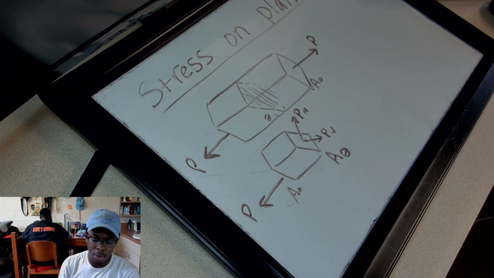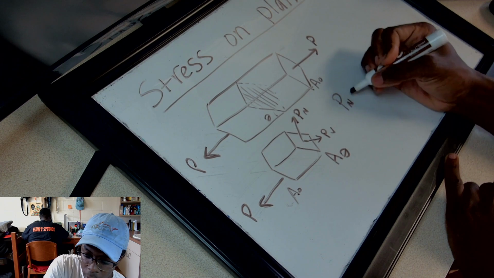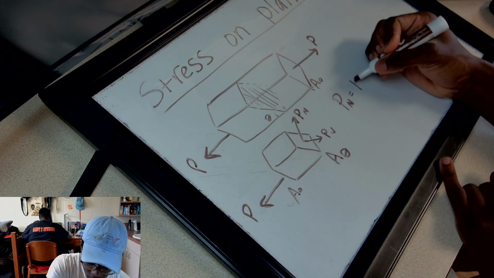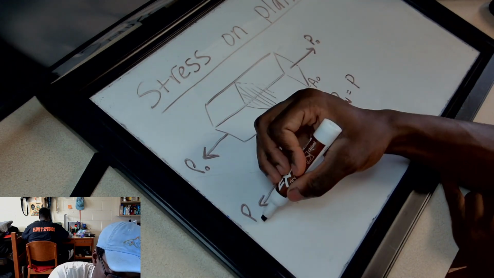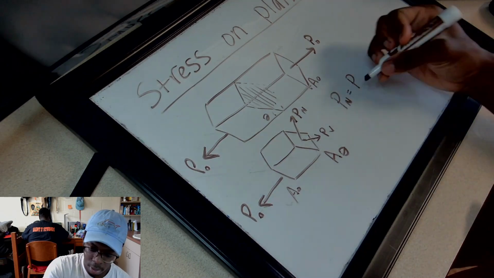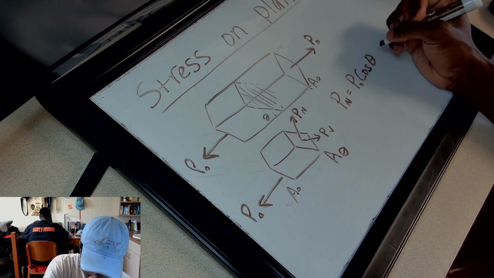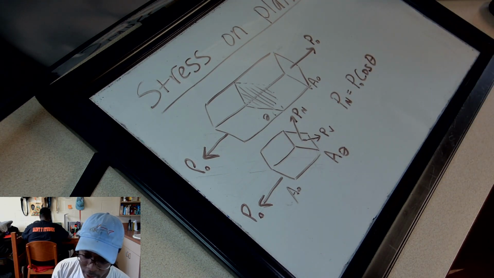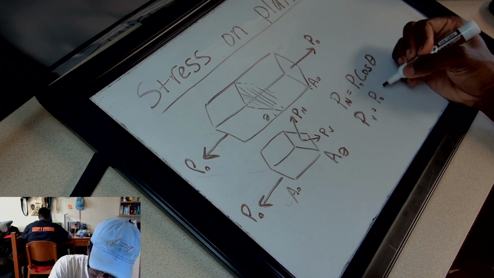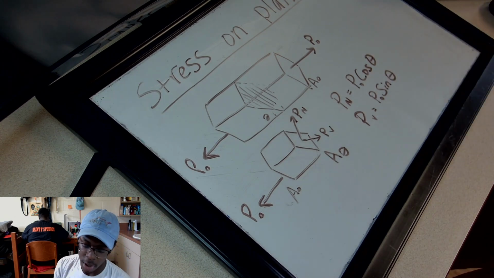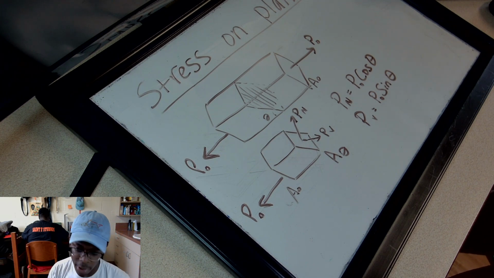So how are we going to calculate what those are? It turns out our P normal is equal to just our P. Let's call this P naught, just for the sake of consistency. So we'll have P naught cosine of theta. That's what that force is going to be. P shear force is going to be P naught sine theta, and that should make sense, right?